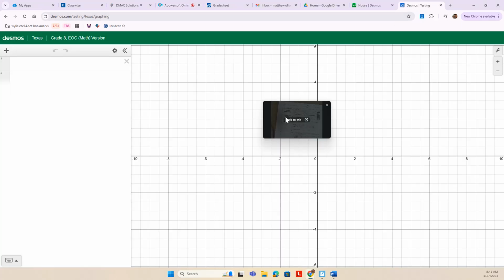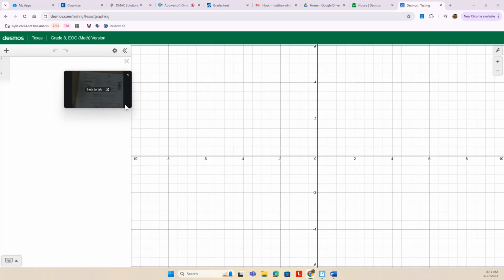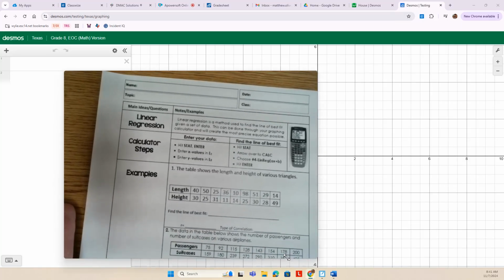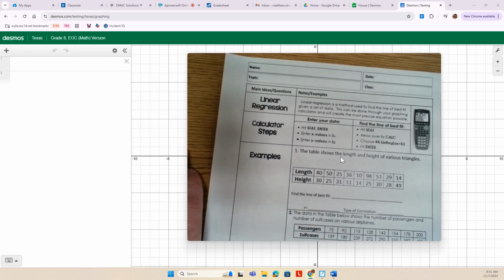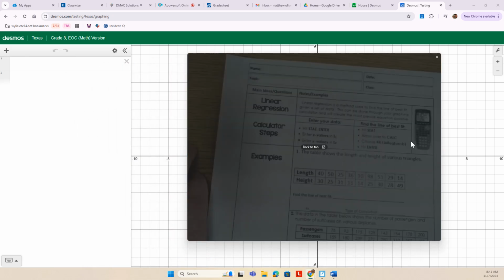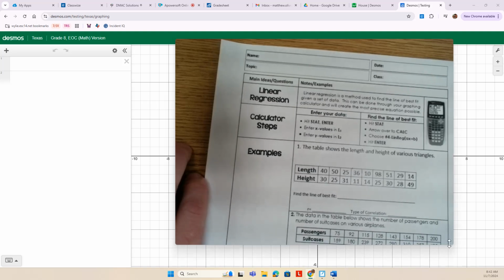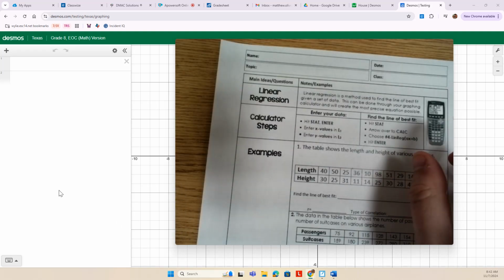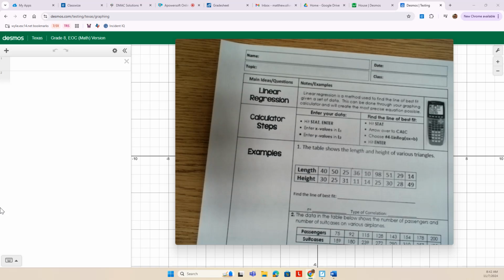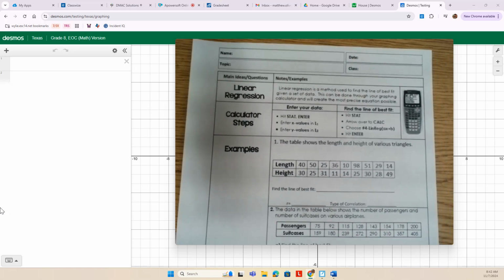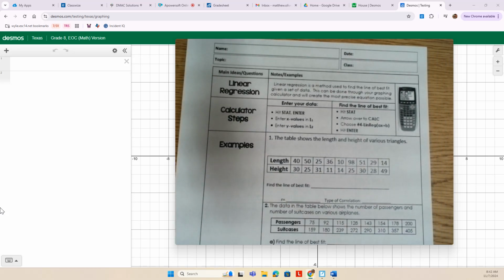I'm going to go over using Desmos to set up this linear regression. So let's see if we can get this where you can see everything and kind of go from there. When we're setting up a linear regression, I'm using this Desmos platform instead of a calculator like we got here.